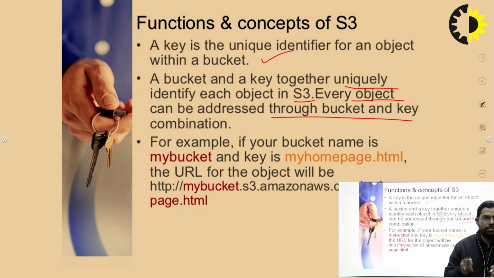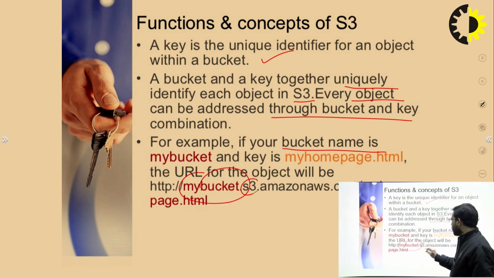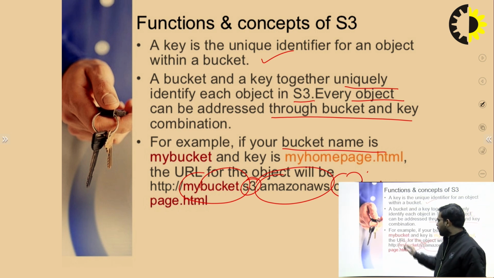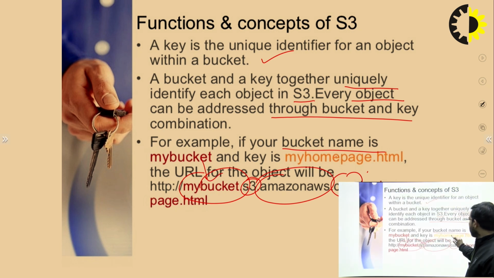So the bucket is basically your container, and the key is basically your file name. For example, if your bucket name is mybucket and the key name is myhomepage.html, the URL of this object is http://mybucket.s3.amazonaws.com/myhomepage.html. Or if your bucket name is Rbucket, put Rbucket in this position, and your homepage name is myhomepage.html. That is the combination, and both together form a unique identifier.